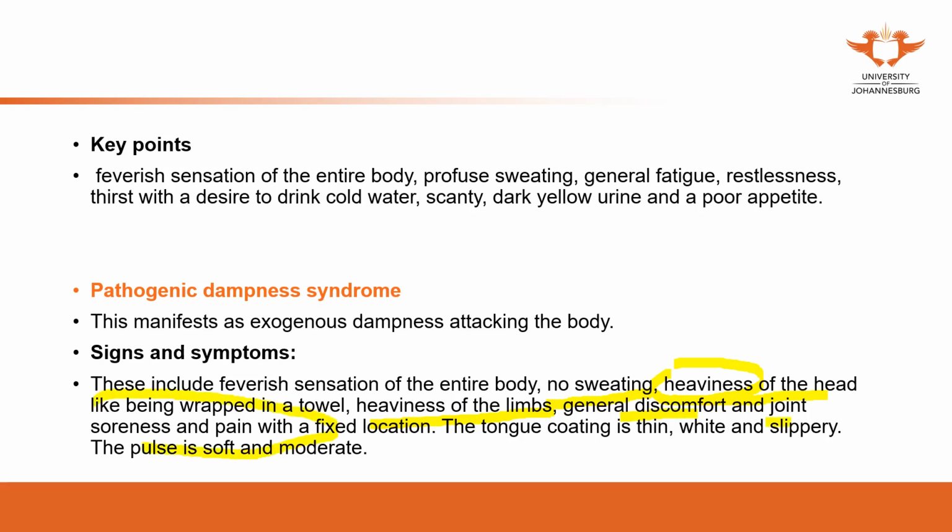Why will they have soreness or pain in the joints? That's because the dampness affects the circulation of the qi in the meridian. When it blocks in the joints, the patient can present with pain in the joints. The coating can be thin, white, slippery. The pulse is soft and watery. Slippery indicates dampness, white also indicates dampness.